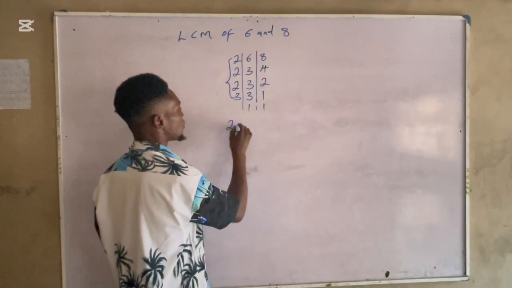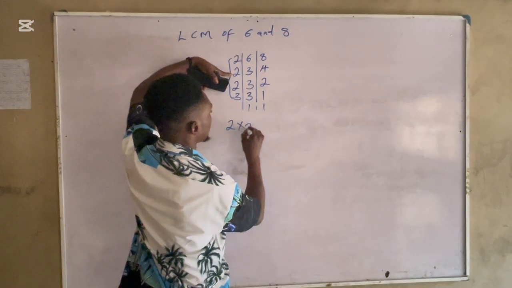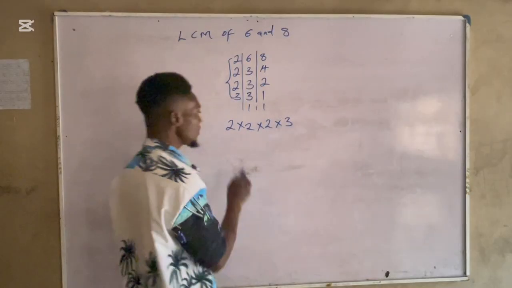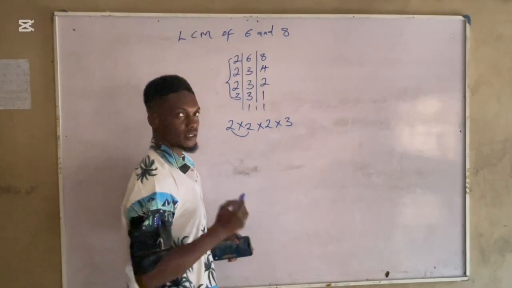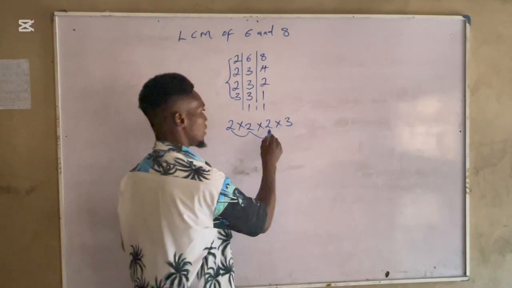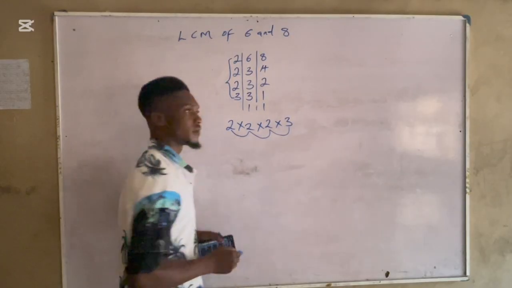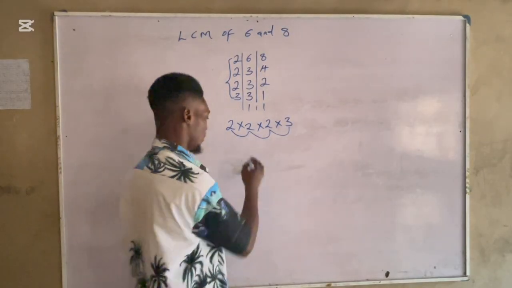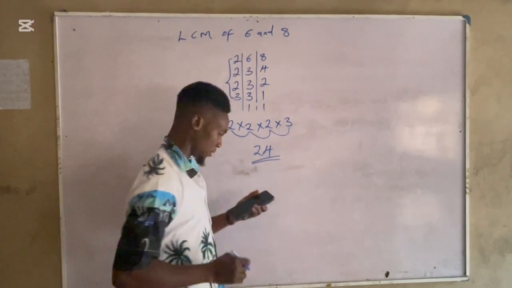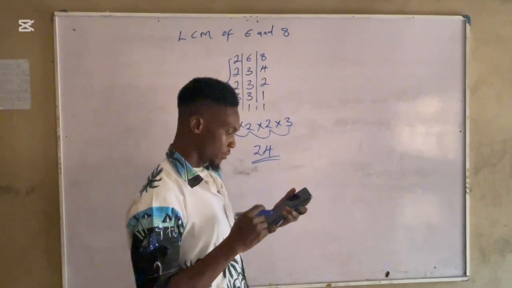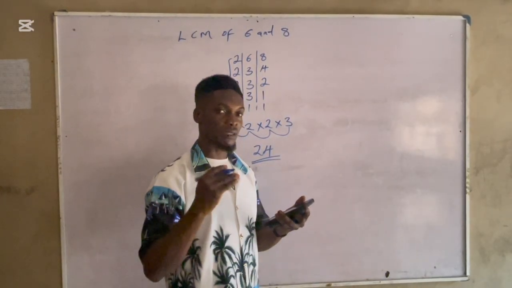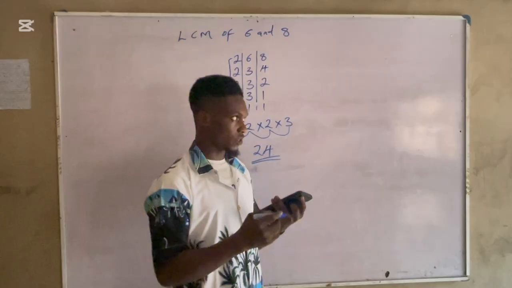So we are having 2 times 2 times 2 times 3. 2 times 2 is 4. 4 times 2 is 8. 8 times 3 is 24. So our final answer is 24, which is option B as well. Option B. That number 1 is B, number 2 is B, number 3 is also B.